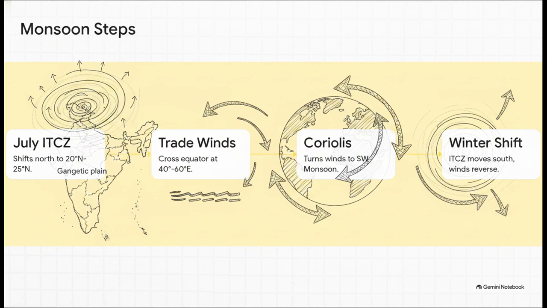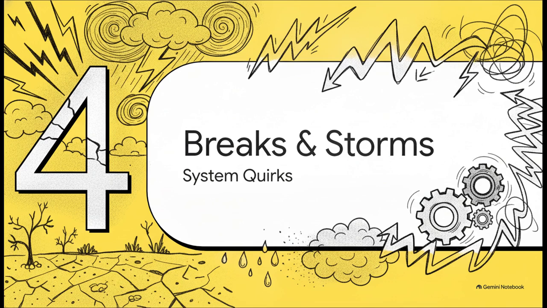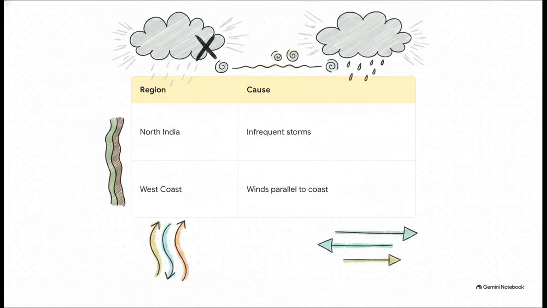When winter rolls around, the ITCZ simply moves southward, and the whole process runs in reverse. The winds flip from northeast to south and southwest, giving us the northeast monsoon. Which brings us to section 4, breaks, storms, and winter rain. Now, this next part brilliantly shows that our engine isn't perfectly smooth. It has hiccups, dry breaks, and some pretty extreme byproducts that drastically alter daily life.